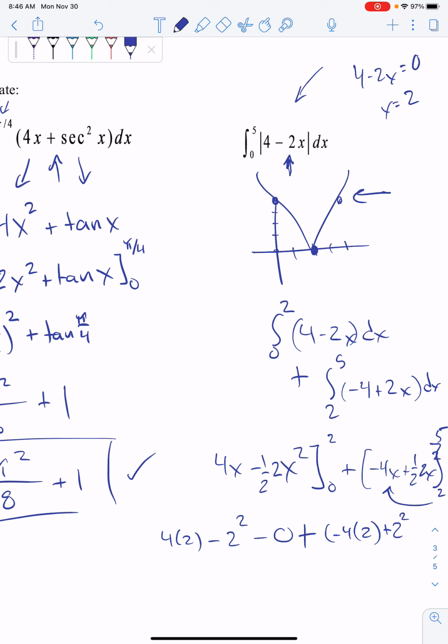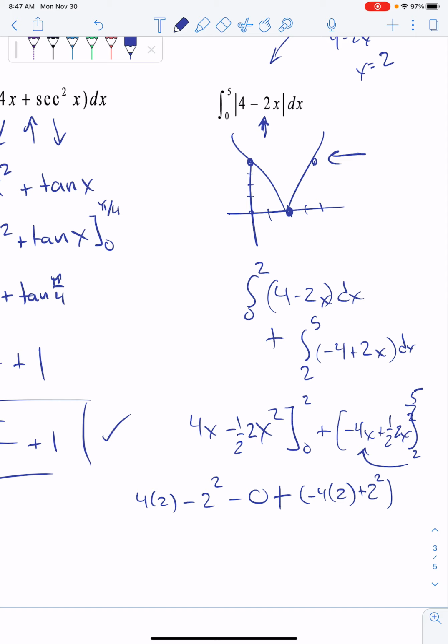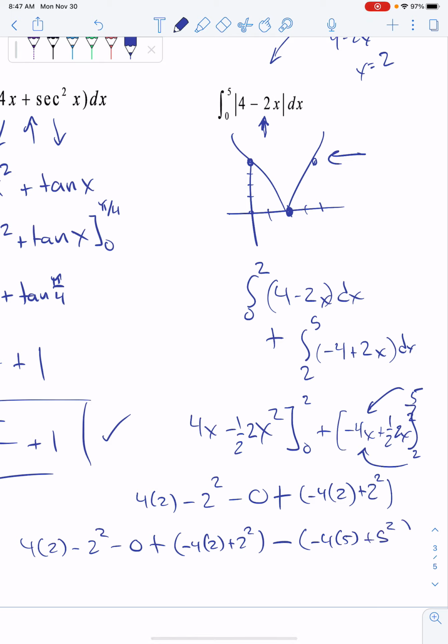But then, don't forget that you are going to have to subtract. And I thought I left myself enough room. And I can't zoom out further than that. So I'm going to rewrite this down here just a little bit. 4 times 2 minus 2 squared minus 0 plus negative 4, 2 plus 2 squared. But then I've got a minus. I plug in the 5. So I've got a minus negative 4 times 5. And I've got to plug the 5 into the x squared. So that becomes plus 5 squared.